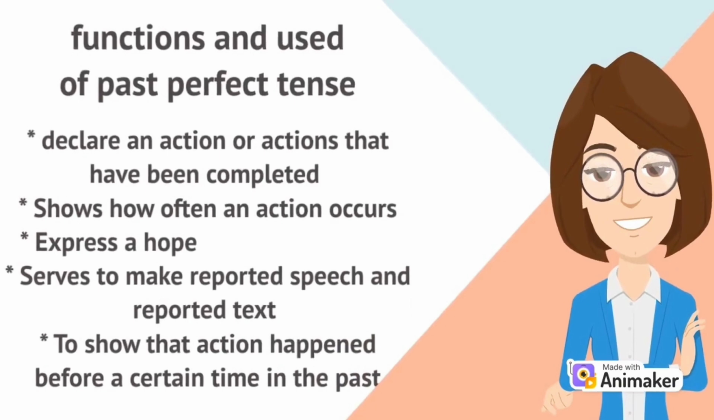Functions and use of past perfect tense. First, to declare an action or actions that have been completed. The next shows how often an action occurs, and next expresses a hope, and then serves to make reported speech and reported text, and the last to show that an action happened before a certain time in the past.